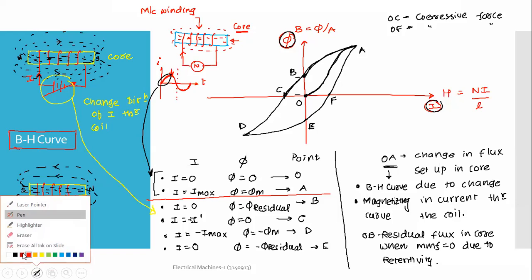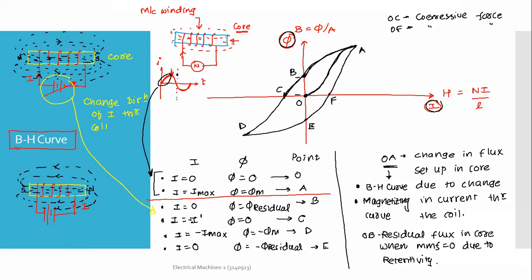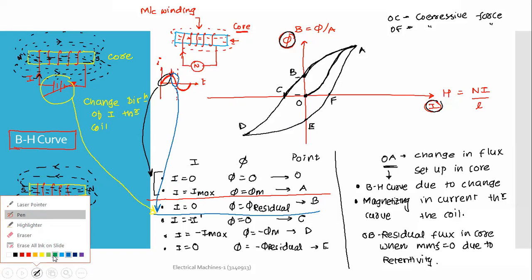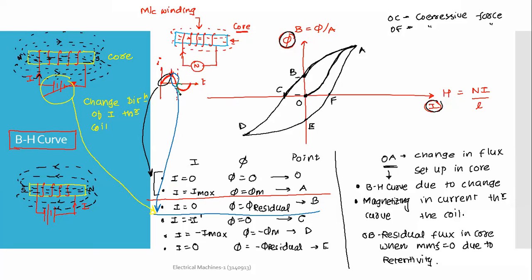Then the magnitude of current will decrease, so in this part this will happen here. Then the flux will be set up in the opposite direction here. I'm talking about when it is connected in the AC circuit. So this will happen, and then finally during this part, this will happen.